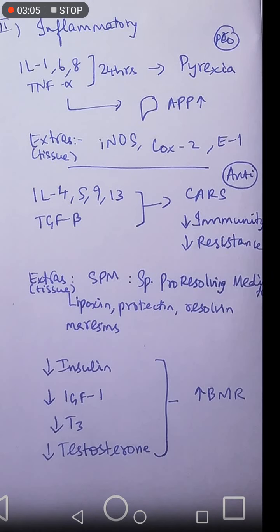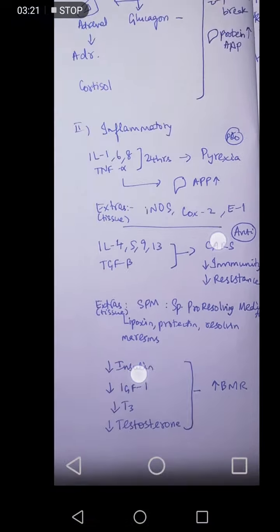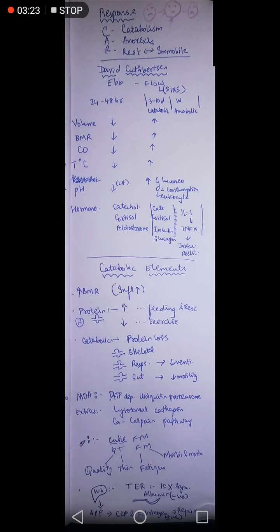Next come a few other factors, the hormonal factors, which are very underrated but very crucial. Insulin is low. Insulin-like growth factor is also low. Testosterone and the thyroid hormone levels, T3, are also low. All these three will reduce the BMR. And after that, let's go to the response.